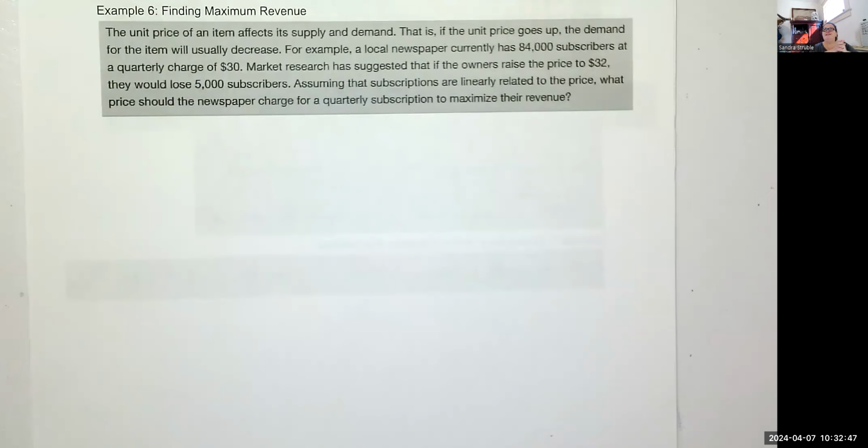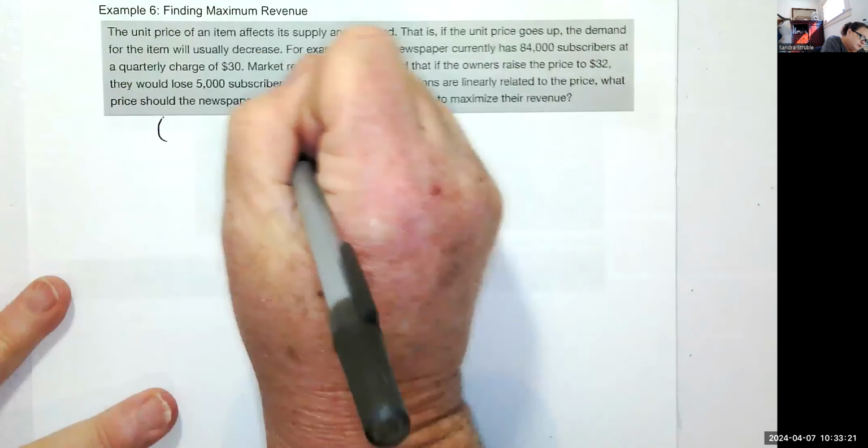Market research has suggested that if the owners raise their price to $32 per quarter, then they would lose 5,000 of their subscribers. Well, those are ordered pairs as far as I'm concerned. We just need to do a little calculations for the second one. Assuming that subscriptions are linearly related to the price, what price should the newspaper charge for the quarterly subscriptions to maximize their revenue? Okay, well, you need to understand a little bit about revenue in order to do this as well. All right. That being said, let's do our ordered pairs first.